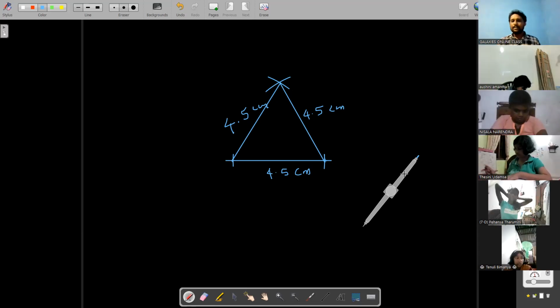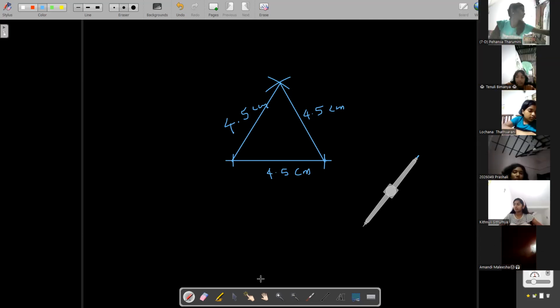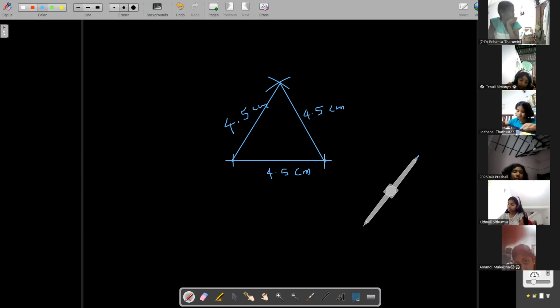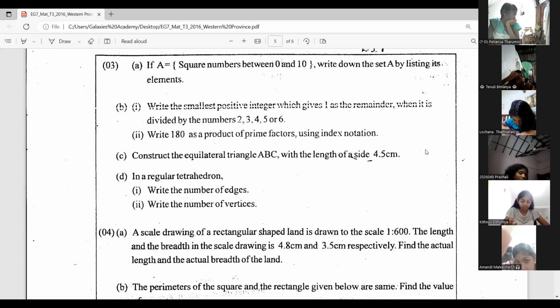Right, it is the constructive method of an equilateral triangle. Okay, then I'm going to the next question. What's the next question?